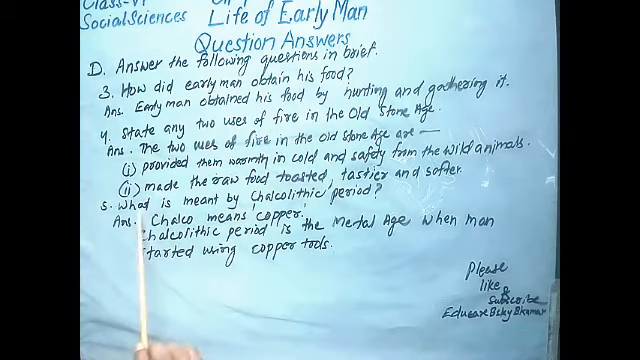Question number 5. What is meant by the Chalcolithic period? Chalco means copper. So it is the use of copper after the Neolithic age, or the end of the Neolithic age. The Chalcolithic period is the metal age. When men started using copper tools, or knew the use of copper, that age is known as the Chalcolithic period or the metal age.